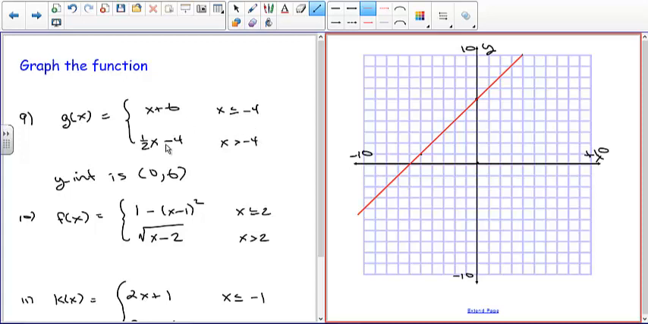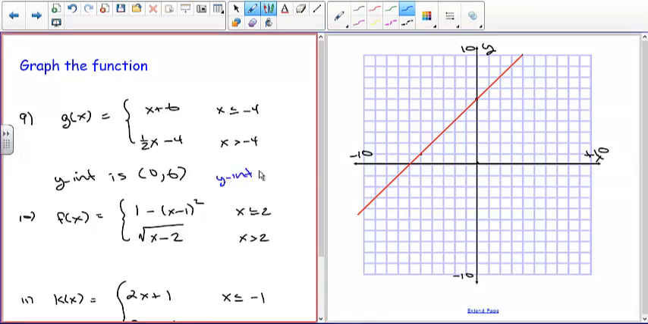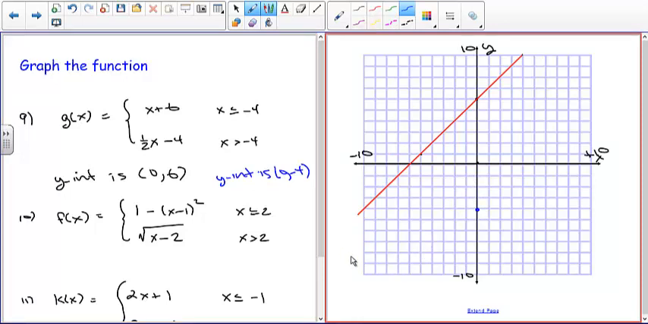And then this one, the second part, the y-intercept is 0, negative 4. So we got 1, 2, 3, 4. That's one point. And the slope is a half, so that means we have less rise than run. So you go up 1, over 2, up 1, over 2, up 1, over 2, up 1, over 2. So I got that point right there. So that's probably long enough.